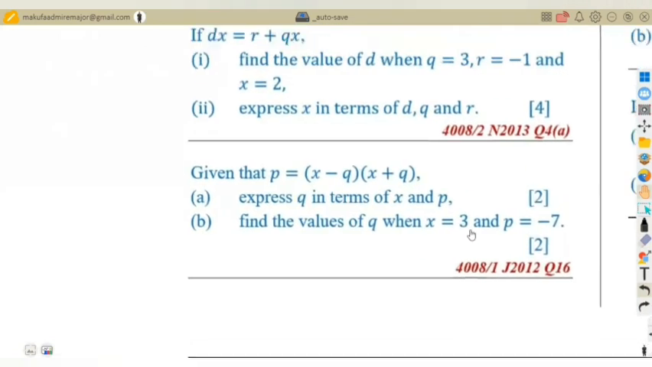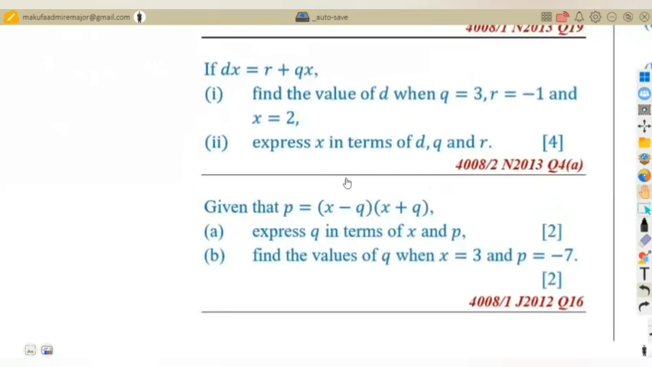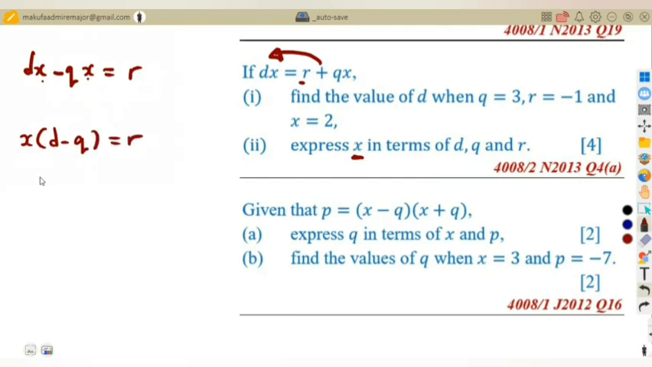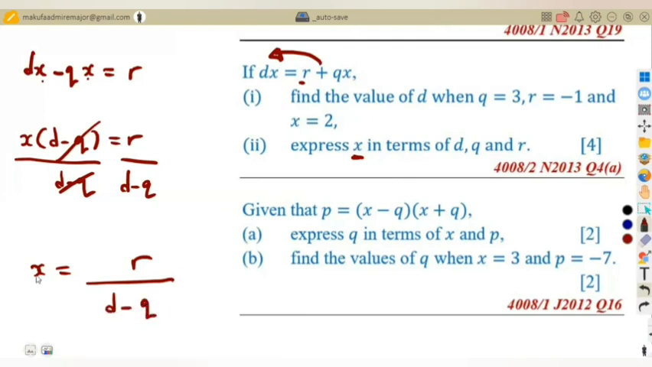Then the other part was to express X in terms of D, Q, and R, meaning to say we are asked to make X the subject. So you can transpose dx, transpose qx to this side, it becomes a minus qx, is equal to, we are left with r. Since x is common, we can factor that x will remain with d minus q is equal to r. I think this part we are now used to. This part x is going to be r over d minus q. So we've got x as the subject of the formula in this case.